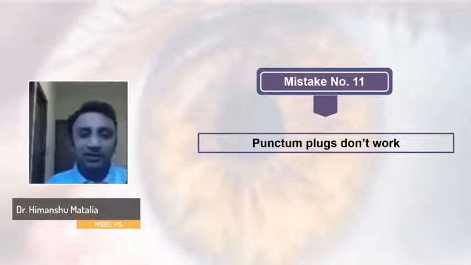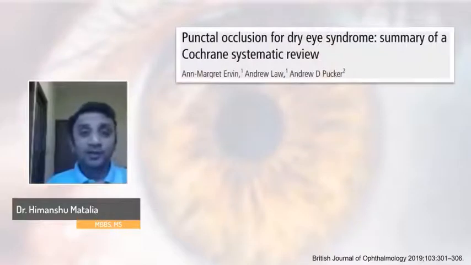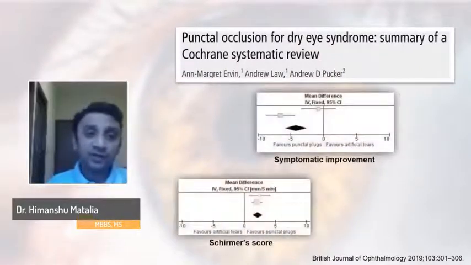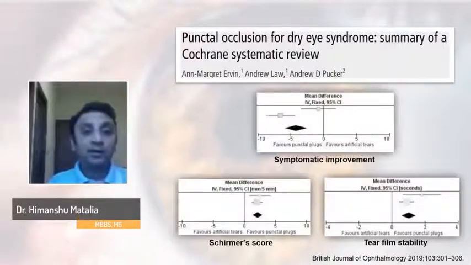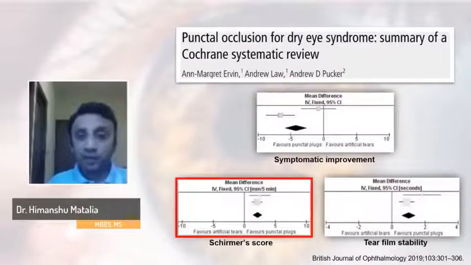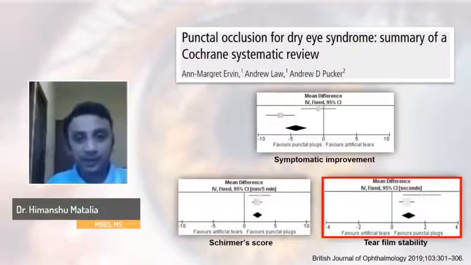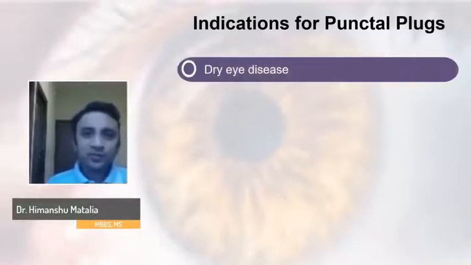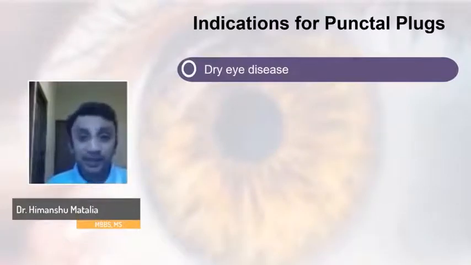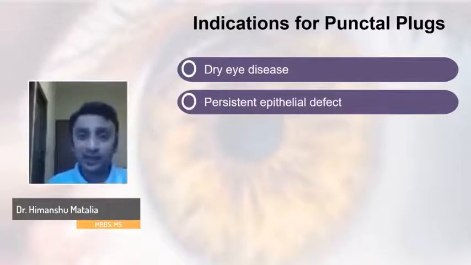In our country, somehow we just don't like punctum plugs, whereas across the world punctum plugs are widely used. There is enough evidence in the literature which shows that with punctum plug versus placebo, or punctum plug versus lubricant alone, there is significant improvement in symptoms, Schirmer scores, as well as TFM stability in favor of punctum plug. It's not just used for dry eye, it's used for PEDs, it's used for non-healing epithelial defect.